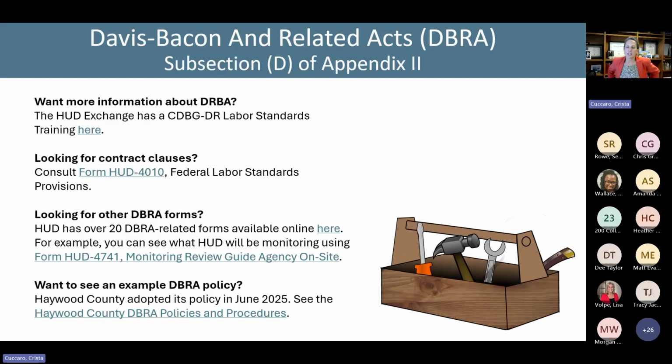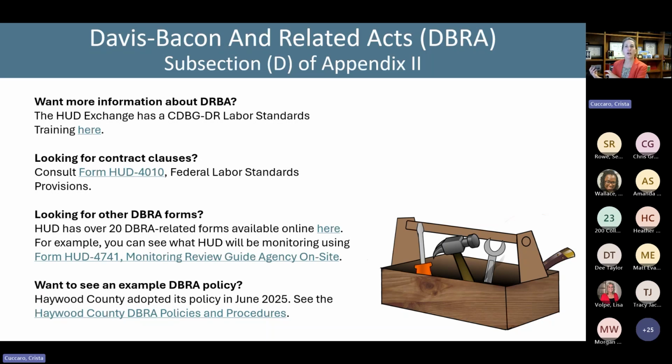So here I have on the slide, as you can see, a picture of a toolbox. The purpose of this presentation today is to get you thinking about compliance, right? But I could probably spend a whole day, if not longer, talking about Davis-Bacon. So there are a lot of resources available for you after we leave today, and this slide includes some of those resources. You can consider these tools in your toolbox. So the HUD Exchange has a training if you want to learn a little bit more about Davis-Bacon.